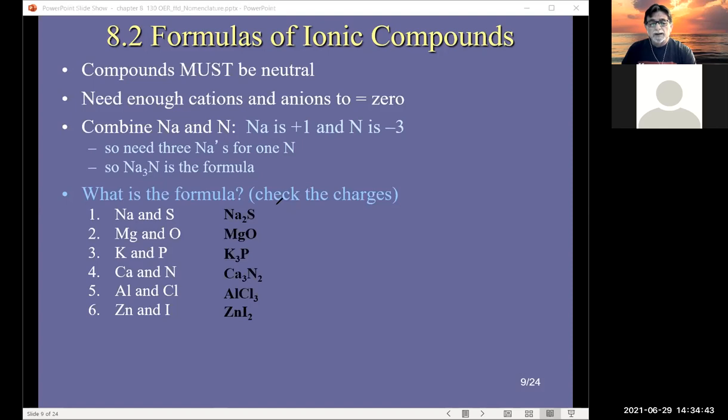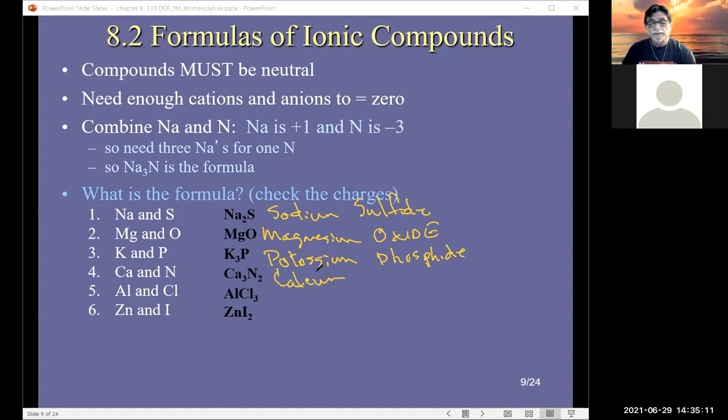So up here we have sodium sulfide, magnesium oxide, potassium phosphide, calcium nitride, aluminum chloride, zinc iodide.